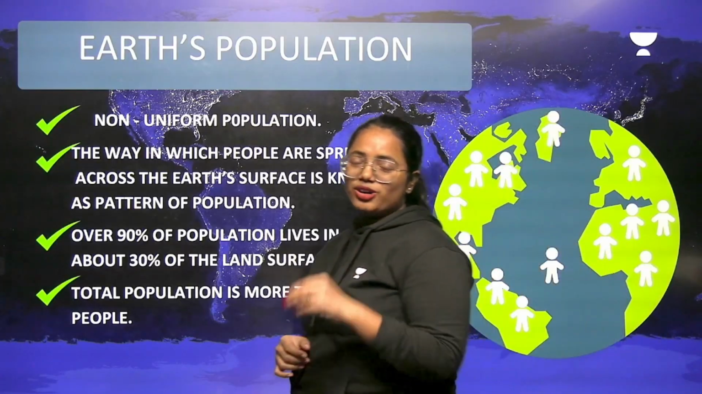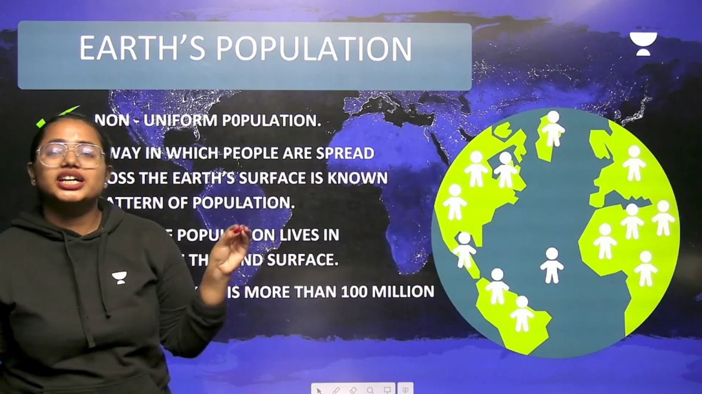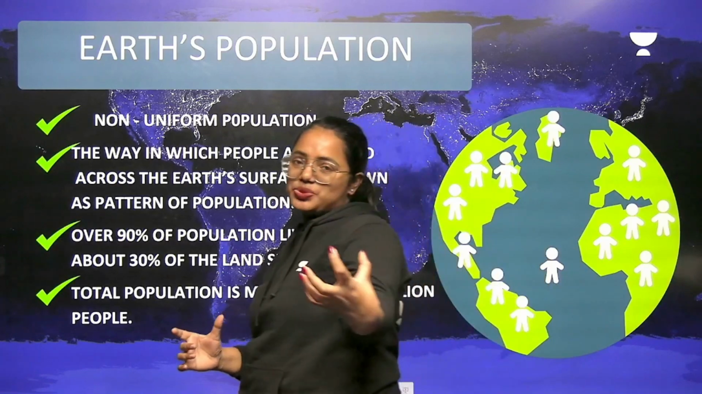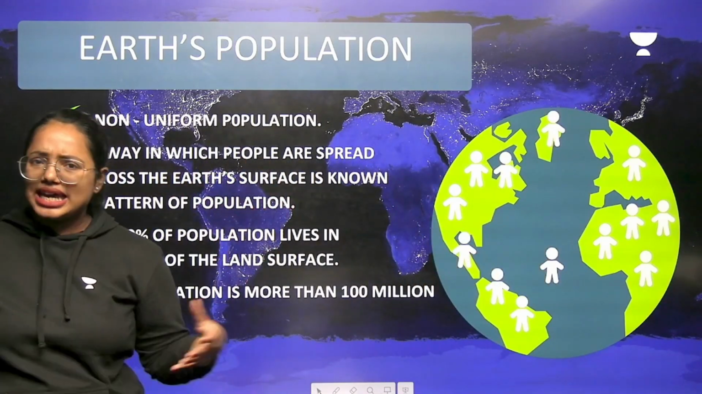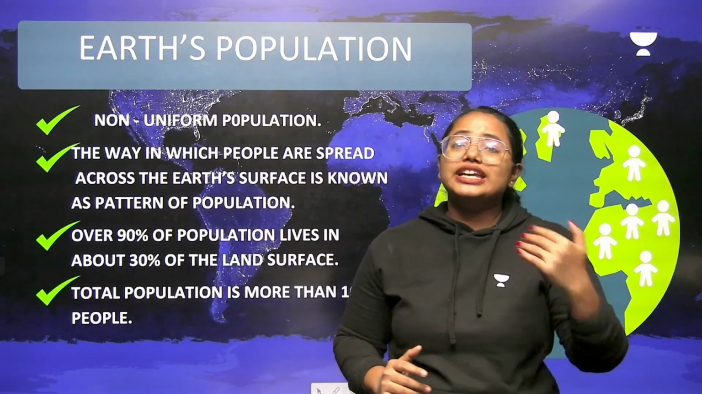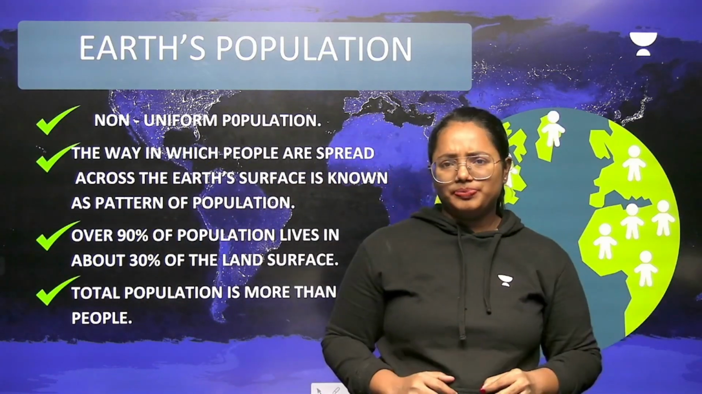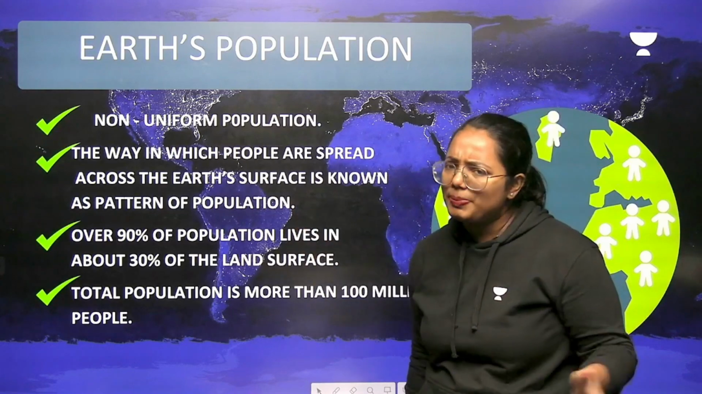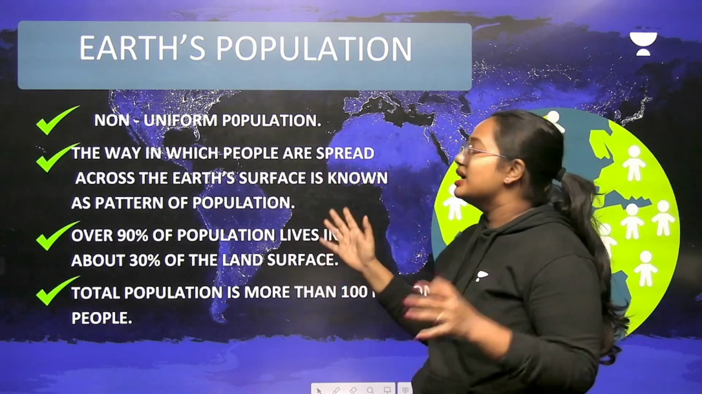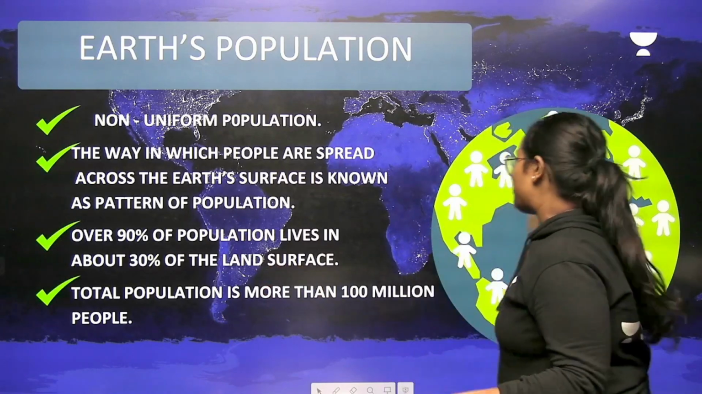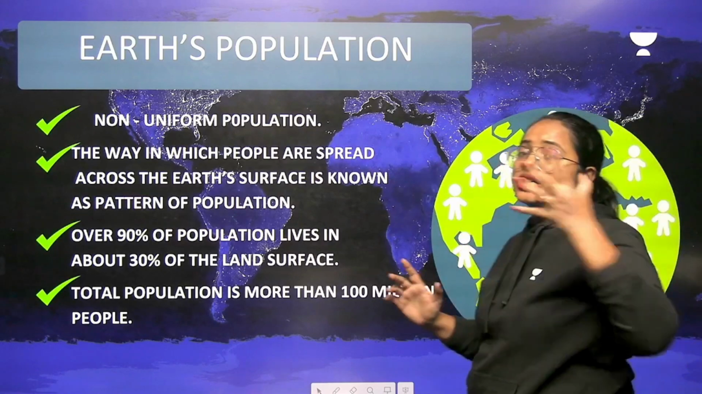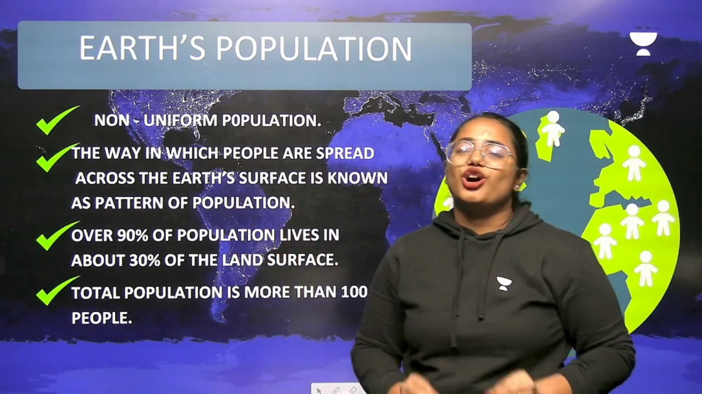Now we are going to talk about Earth's population. So when you consider Earth's population, it's not uniform at all. You can find certain areas where the population is very high. At the same time, we can find a few areas where the population is very less, or it can be considered as uninhabitable. But what is meant by pattern of population? Let's see. The way in which people are spread across the Earth's surface is known as pattern of population. As I told you, the population is not uniform, but the way in which the people are spread across the Earth's surface can be considered as pattern of population.